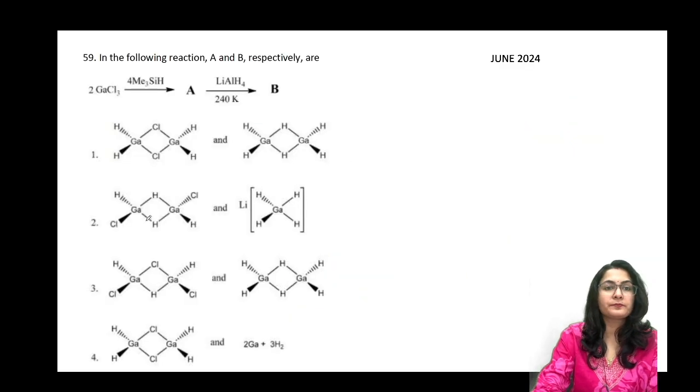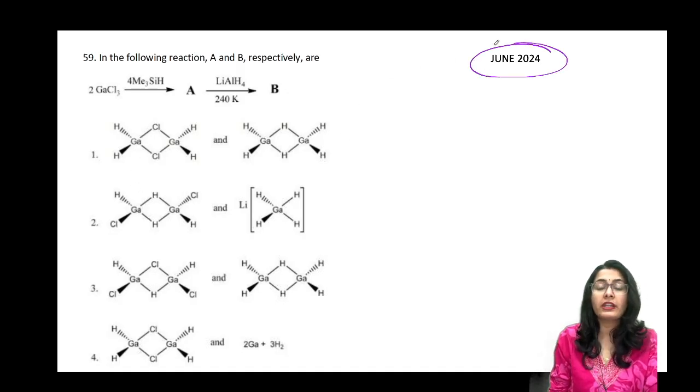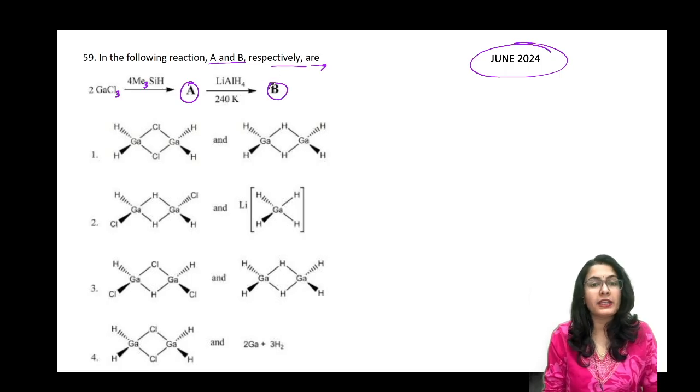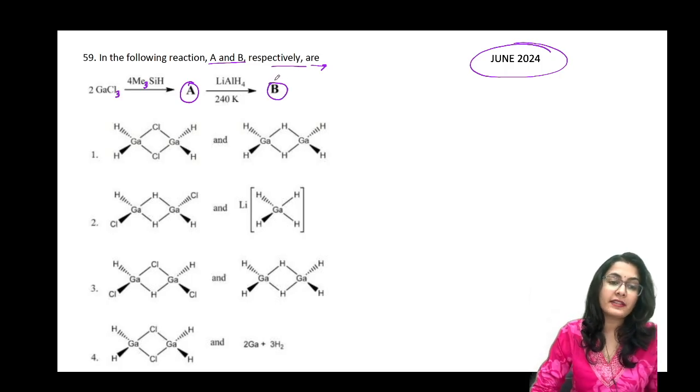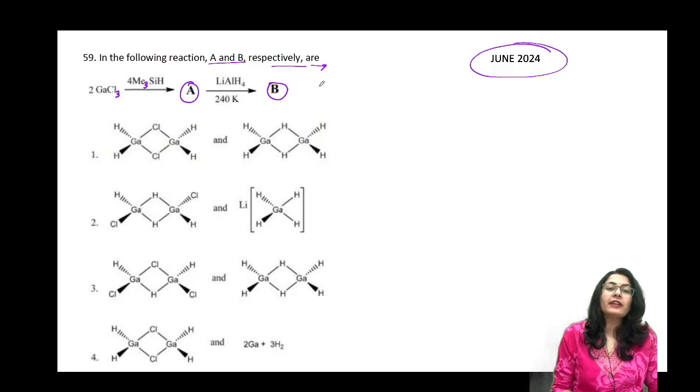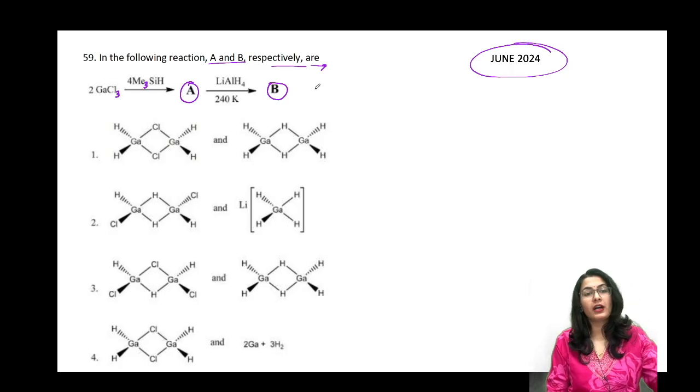Okay, chalo. This is a very, very important question asked in June 2024. Very interesting question. In the following reaction, A and B respectively are. Look at this: in the following reaction, you have taken gallium trichloride, 4Me3SiH, silane gives you A, again reduction gives you B. It is a very interesting question, guys, and something new. Okay, so what is happening? Can you answer this by yourself? Yes, try it out first. Then we are going to do the answer.